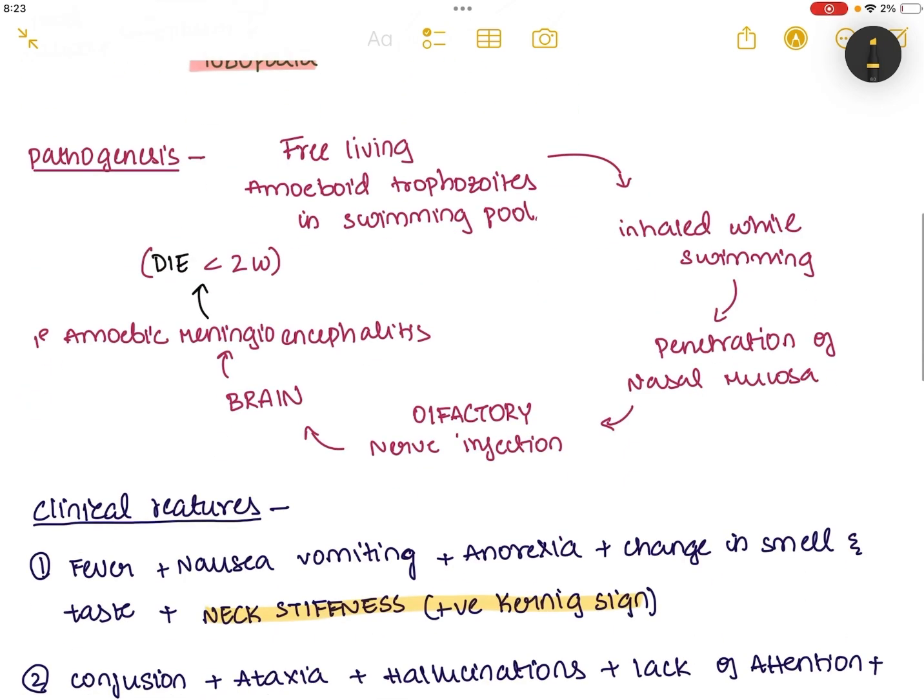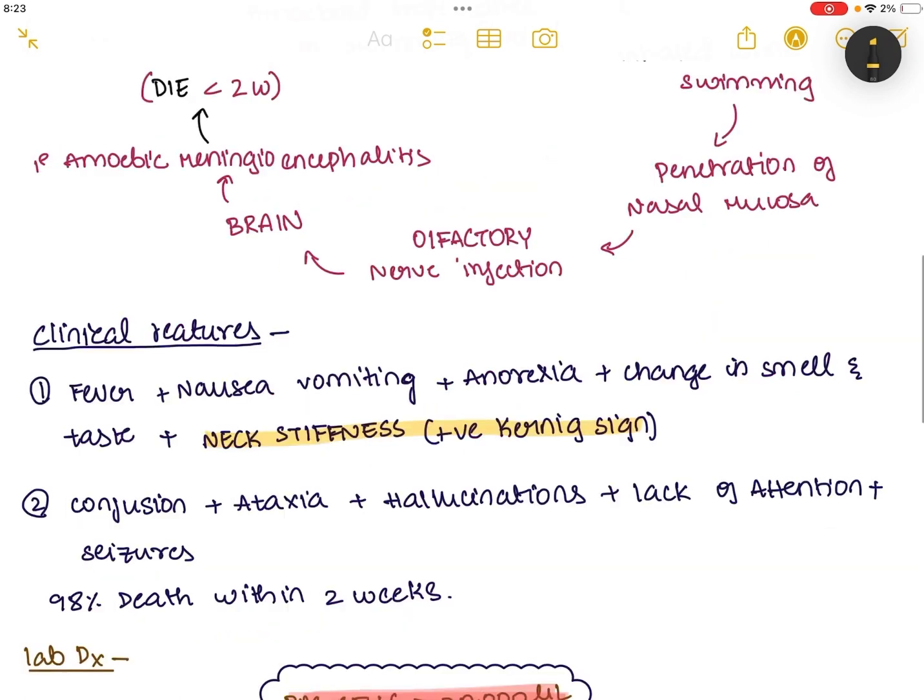Into pathogenesis, so what is happening here? The free-living amoeba, or the amoeboid trophozoites of this Naegleria fowleri, are present in a swimming pool, and a person swims there. While swimming, he accidentally inhales these amoeboid trophozoites of Naegleria fowleri. They penetrate the nasal mucosa, infect the olfactory nerve, and then through the olfactory nerve and olfactory bulb, it reaches the brain and causes primary amoebic meningoencephalitis, that means infection of the brain, and the person dies in less than 2 weeks.